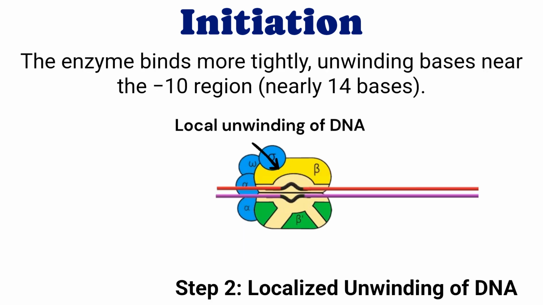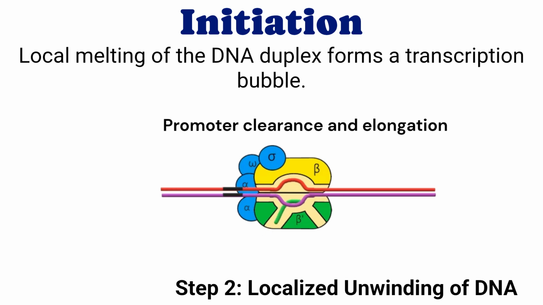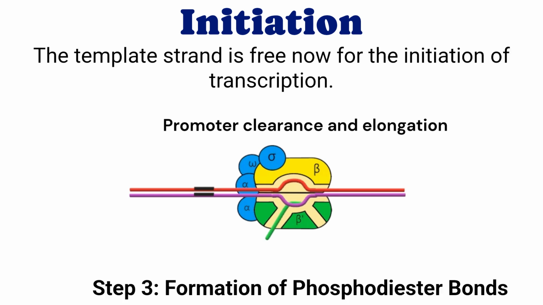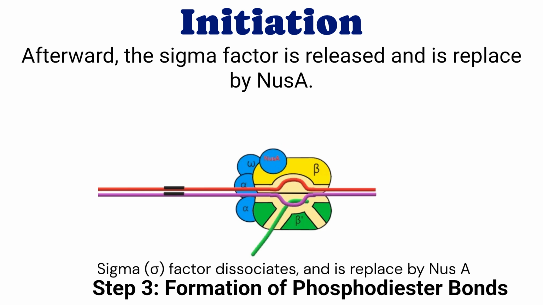The enzyme binds more tightly, unwinding bases near the -10 region. When the bound polymerase causes local denaturation of the DNA duplex, it forms an open promoter complex. These steps require the sigma factor, and the bacterial RNA polymerase unwinds approximately 17 base pairs of the DNA, providing a template strand free to base pair with incoming ribonucleotides. The holoenzyme remains bound at the promoter region during the synthesis of the first 8 to 9 bonds. Afterward, the sigma factor is released and the core enzyme begins the elongation phase of RNA synthesis.